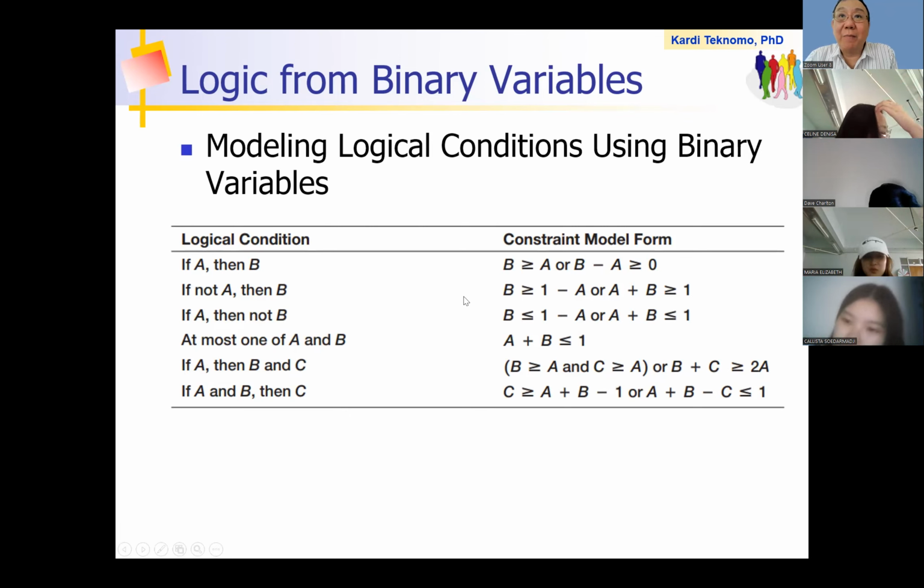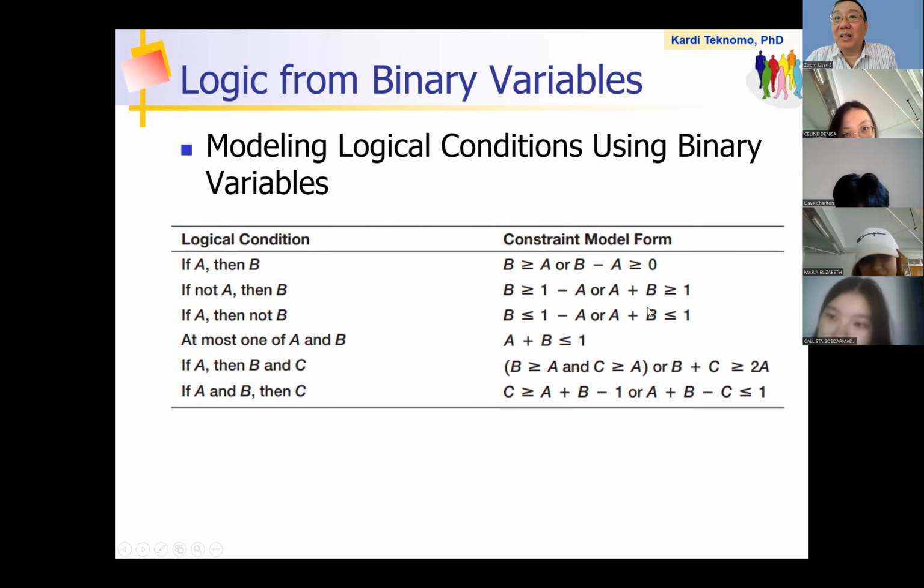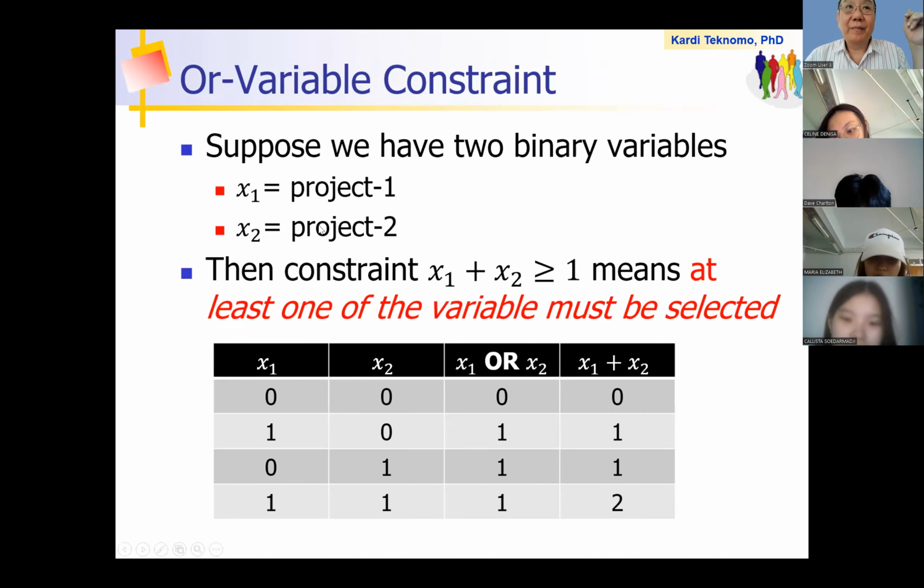For example, if A then B is the same as this one. If not A then B, this is the same as this one. If A then not B, this is the same. So you can use this later on as your table of reference. So I give you an example of OR. Suppose you have 2 binary variables, x1 is project 1, x2 is project 2. Then you have the constraint x1 plus x2 larger than or equal to 1. That means OR, so at least one of the variables must be selected, right?